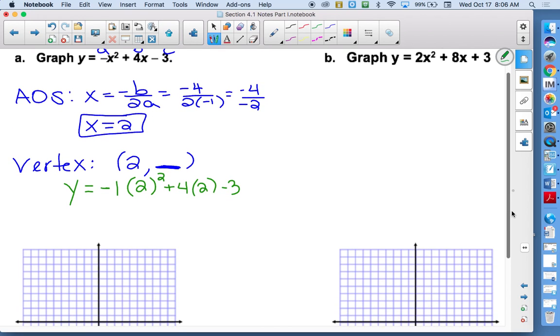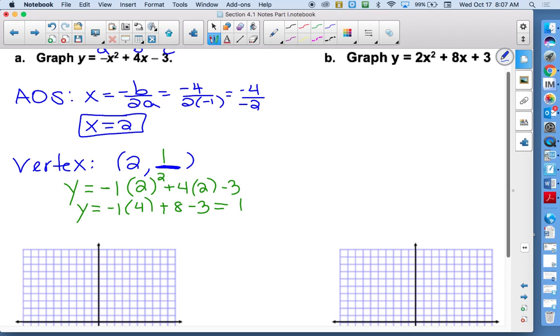I want to see a little bit of work here. I'm going to try and get you to rely on your calculators minimally through the rest of the year. So a little bit of work. 2 squared is 4. 4 times 2 makes 8, and then we have minus 3. So some mental math. We have negative 4 plus 8 minus 3. What's negative 4 plus 8 minus 3? Emma, what do you think? Positive 1. So the vertex is at (2, 1).